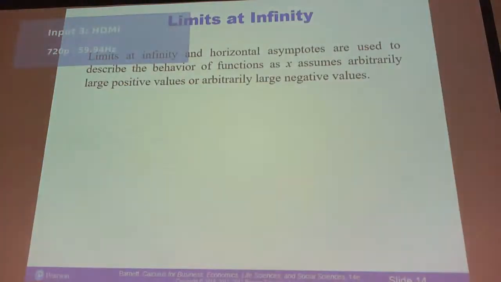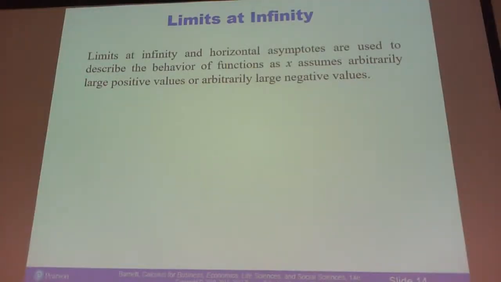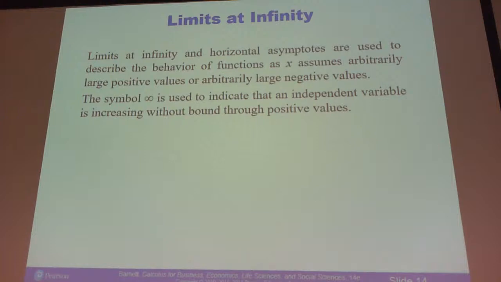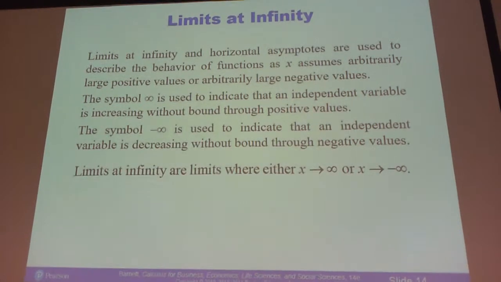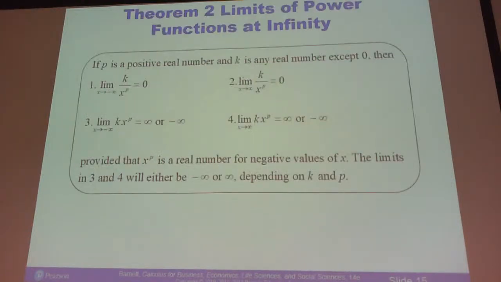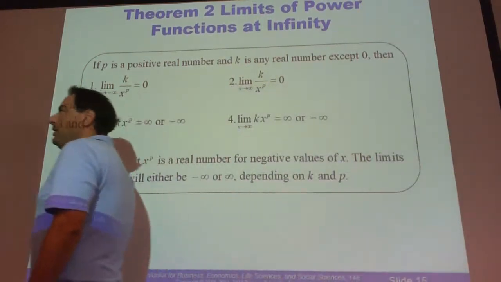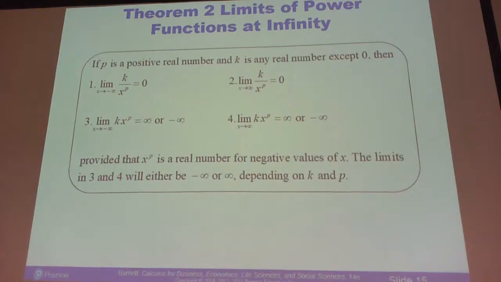Okay? So limits at infinity and horizontal asymptotes are used to describe the behavior of functions as x assumes arbitrarily large positive or arbitrarily large negative values. We use the infinity symbol and negative infinity symbol, and we say as x approaches infinity or as x approaches negative infinity. Okay? Again, we're going to do them, right? But these are some properties to know.